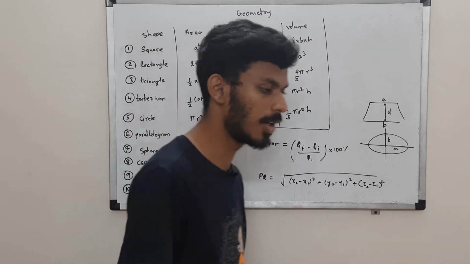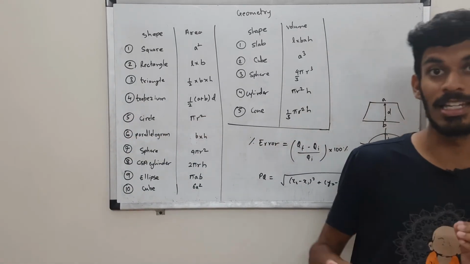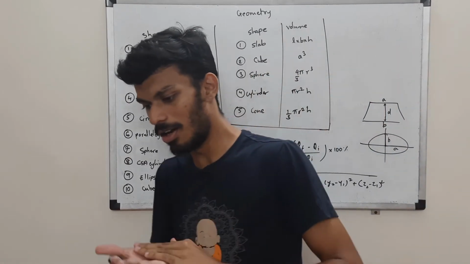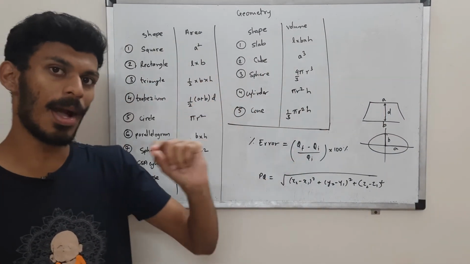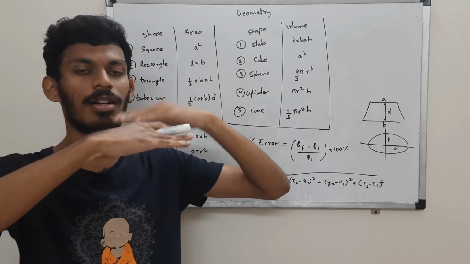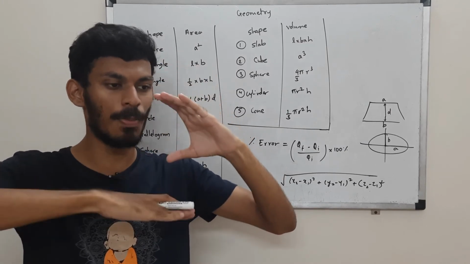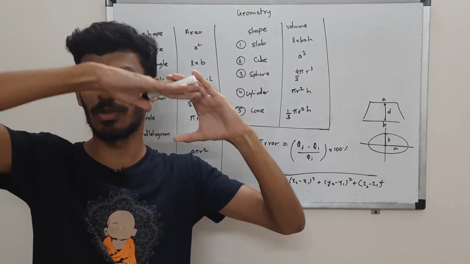Cylinder you can imagine again as stacked circles. One circle has area pi r square. So you are stacking circles up to a height h, so pi r square times h.